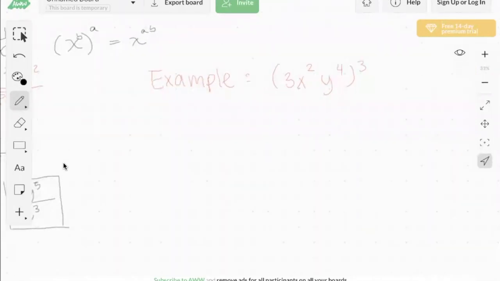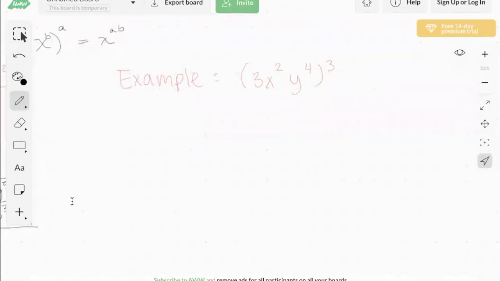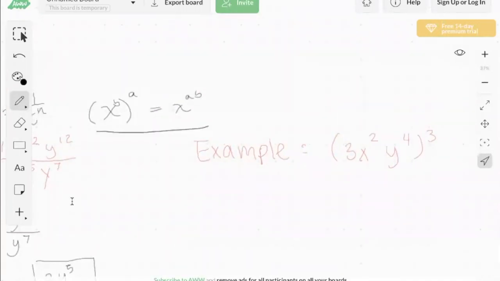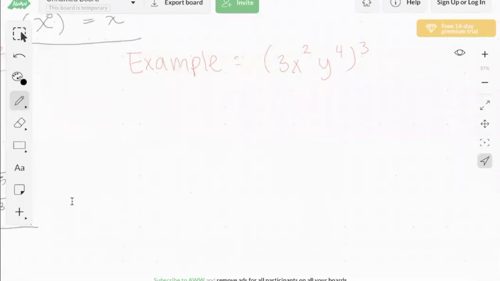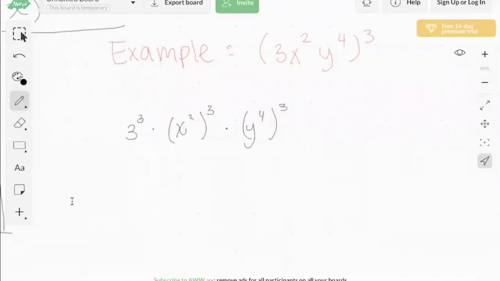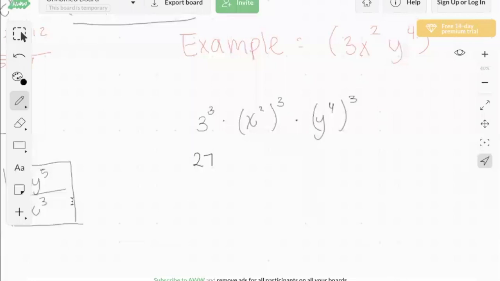And then our final example: 3x squared times y to the fourth, and then everything to the third. Using the last power rule we have here, we have 3 cubed times x squared cubed times y to the fourth cubed. Using the same idea, we get 27 times x to the 2 times 3, which is 6, times y to the 4 times 3, which is 12. So our final answer will be 27 times x to the 6 times y to the 12.